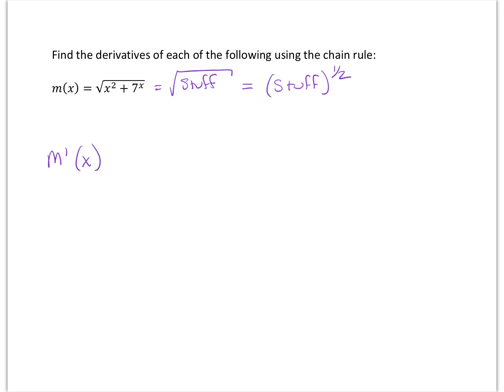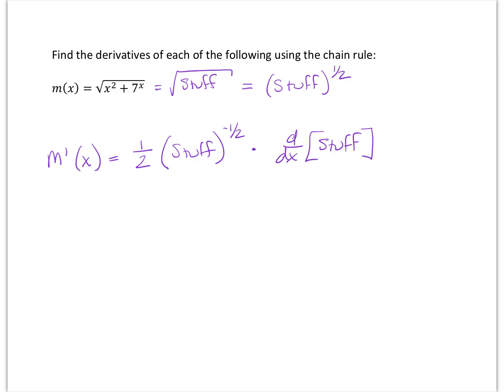So m prime says that we just apply the standard derivative rule. I'm going to bring the 1/2 down, copy the stuff, and reduce the exponent by 1. But then I also have to multiply by the derivative of the stuff. Okay, that's what the chain rule says. Apply your standard derivative rule, but then also multiply by the derivative of the stuff.